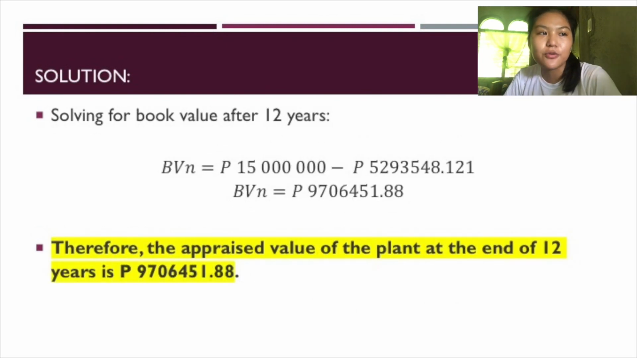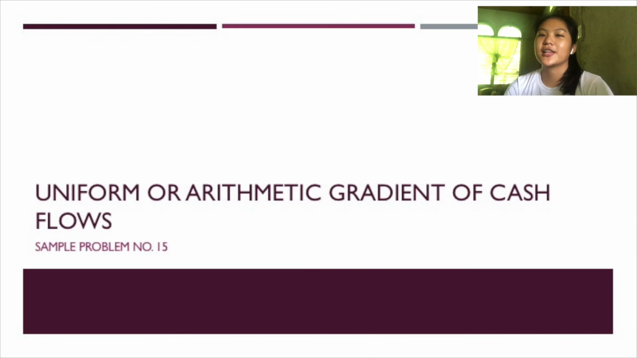And for solving the book value after 12 years, we will use its formula and substitute the values, and we will get the appraised value of the plant at the end of 12 years, 9,706,451.88 pesos. So therefore, the appraised value of the plant at the end of 12 years is 9,706,451.88 pesos. So we're down to the last topic of engineering economics, which is the uniform or arithmetic gradient of cash flows.